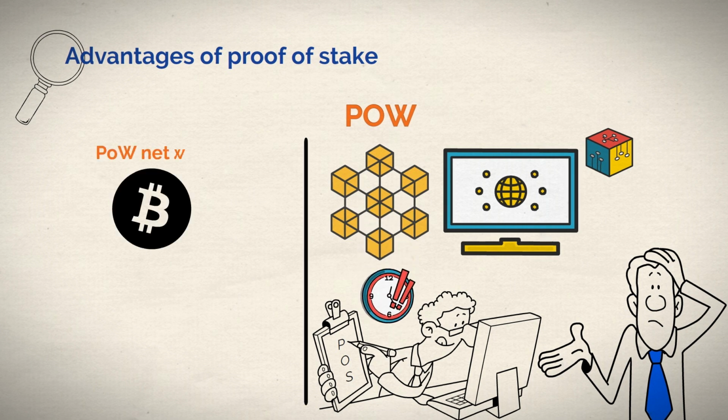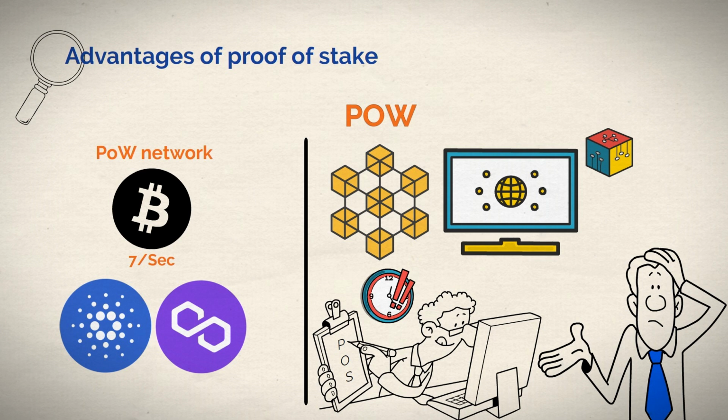Bitcoin, the largest Proof of Work network, can only process 7 transactions per second, while Cardano and Polygon, both Proof of Stake blockchains, can handle 250 and 1,000 transactions per second respectively. A huge difference.